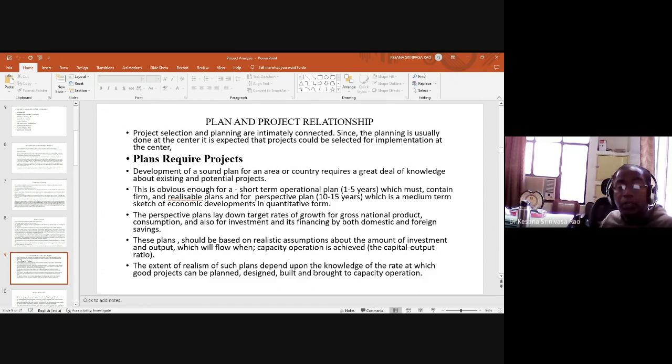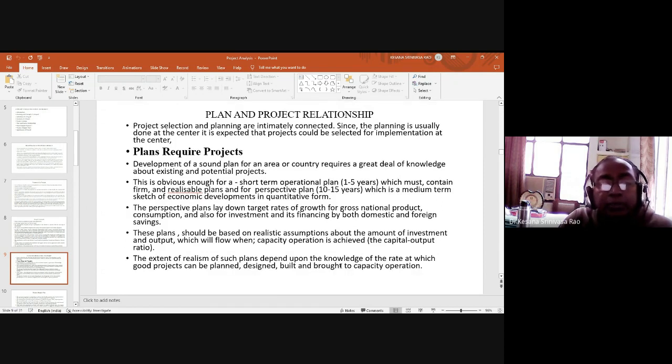These plans should be based on realistic assumptions about the amount of investment and output which will flow when capacity operation is achieved. That is the capital output ratio. If you are putting this much capital into that asset, what is the output you are going to derive. Okay, the extent of realism of such plans depends upon the knowledge of the rate at which good projects can be planned, designed, built, and brought to capacity operation. So in that way, plans require projects, how the plans require different types of projects.